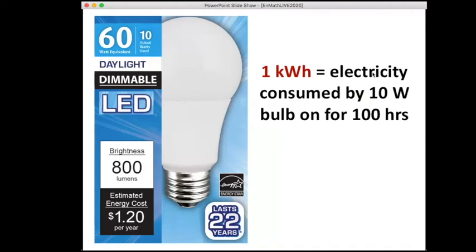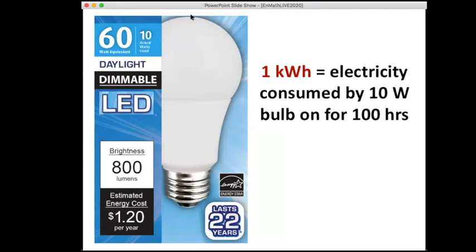Here's an example of what a kilowatt hour really is. It is the amount of electricity that is used by the consumer in your home if you were going to use a 10-watt bulb for 100 hours. Watts times hours, oh, that's 1,000 watt hours. So that is 1 kilowatt hour. Kilowatt is 1,000 watts.